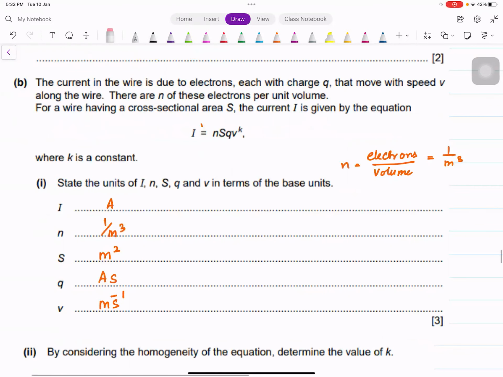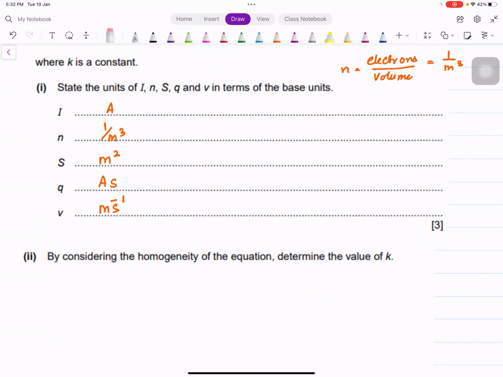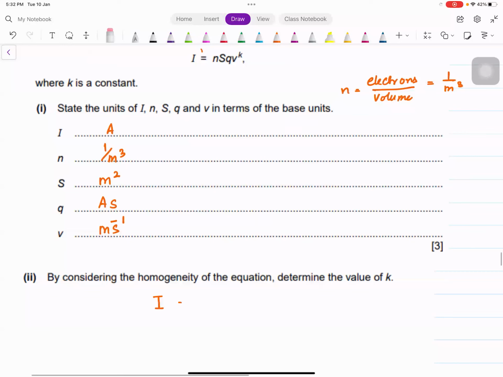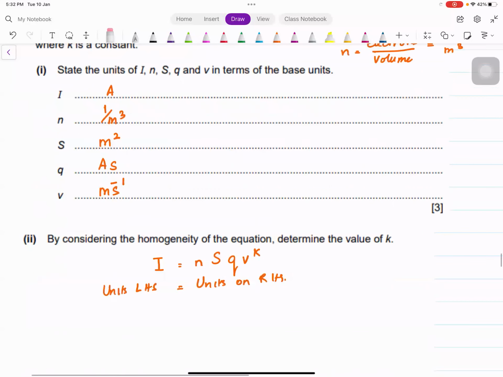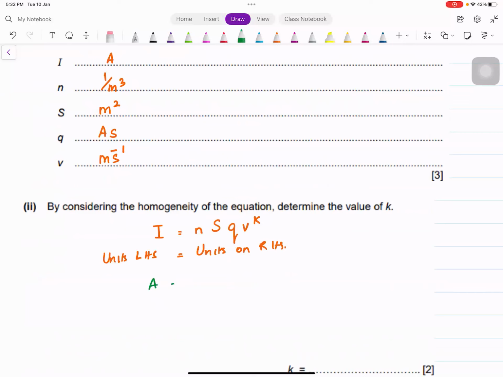Now it says, by considering the homogeneity, that if I write the equation I equals NSQVK, it's saying considering the homogeneity, which means that the units on the left hand side should be equal to the units on the right hand side, right? On the left hand side, we have only one unit, which is ampere. So what we're saying is that all of these must also be equivalent to amperes. This is what we mean.